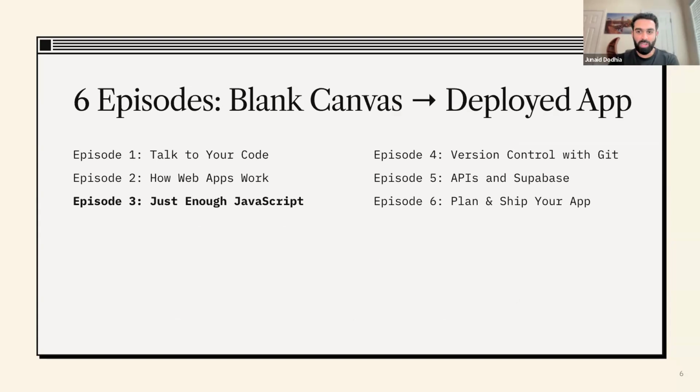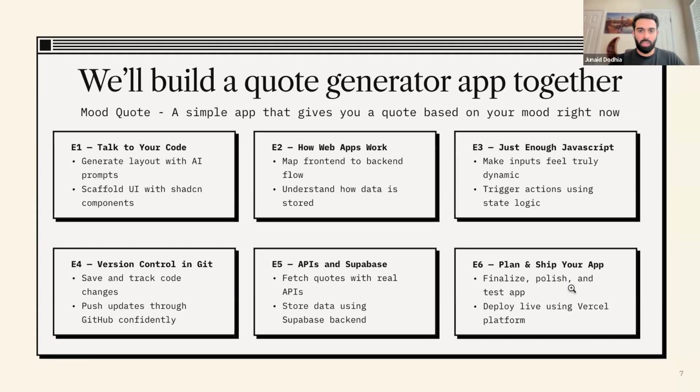This is our third episode in a series of 6 episodes, which is just enough JavaScript. In this series of 6 episodes, we're going to go from a blank canvas to a deployed app. We've already made some progress with what we are trying to build.